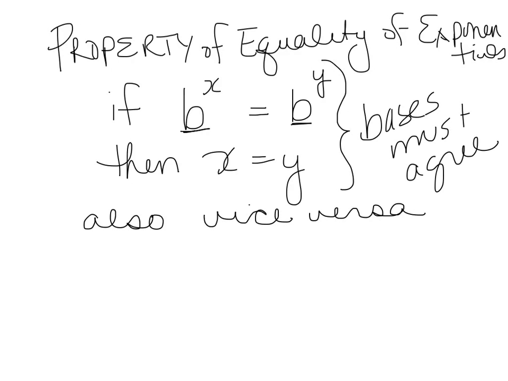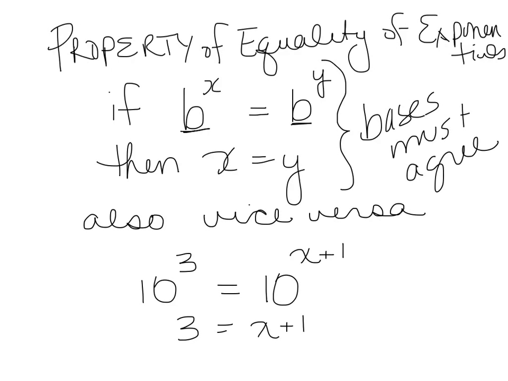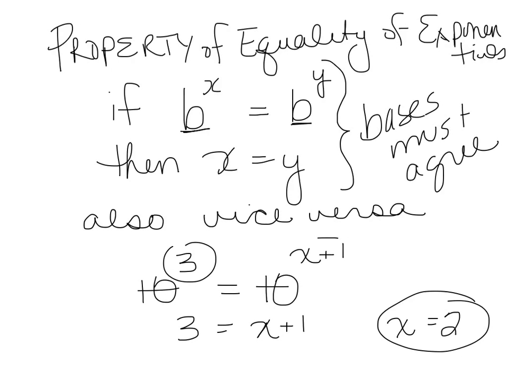So, for an example, real quick, if I have 10 to the third is equal to 10 to the x plus 1, then it's true that 3 is equal to x plus 1, and I can solve for x and get x is equal to 2. And that's the solution. So it's very easy to just remove the 10s, right? You can just worry about setting the exponents equal to one another. Alright, so why don't you try one of these?